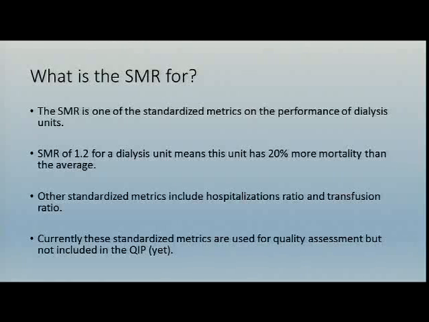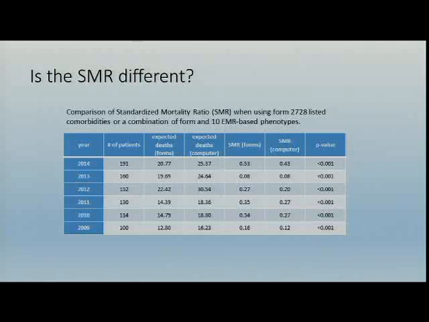There are other standardized metrics that we don't need to spend much time on right now that have to do with hospitalizations and transfusion ratios. Right now, the standardized metrics are not incorporated directly in any payment implications, but that may change very soon. The main payment adjustment is the quality incentive program payment, which takes multiple quality measures that have to do with the patient's labs, their modification of calcium and phosphorus and PTH and blood pressure and other things. But right now, those standardized metrics are not incorporated in that payment readjustment model.